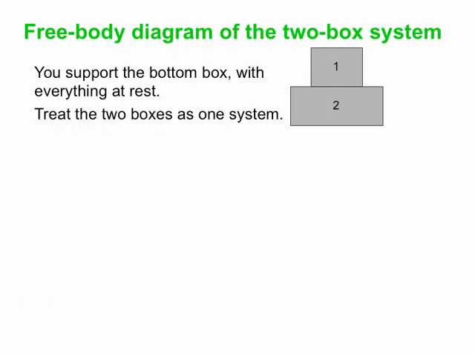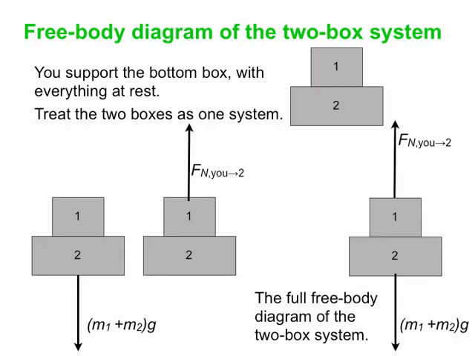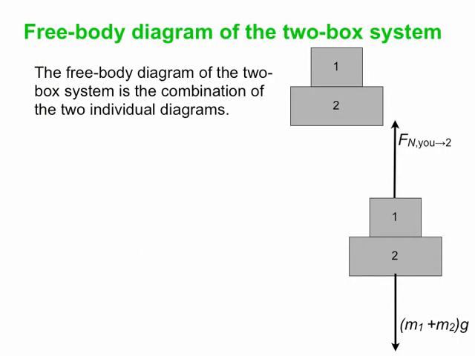Okay, what about the two-box system? We'll treat the two boxes as one system. There's a combined (M1 plus M2)g force, and there's an upward normal applied by you on box number 2, but that's part of the system. And that's it. That's all we have to consider. We don't have to consider any internal forces. We can think of the two-box system free body diagram as the combination of the individual diagrams, box 1 and box 2's. So let's look at those.